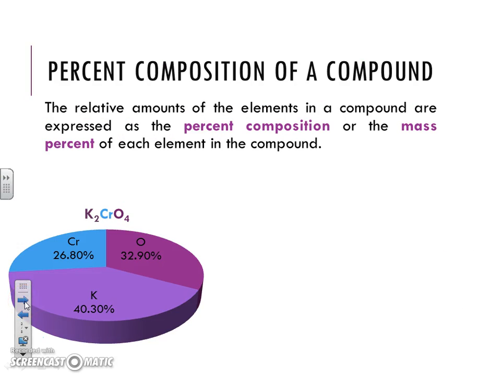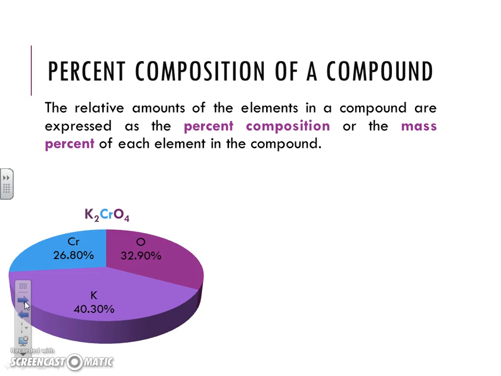So percent composition is defined as the relative amounts of the elements in a compound expressed as a percentage or the mass percent of each element in the compound. And we refer to it as a mass percent because we use the masses to determine the percentage.